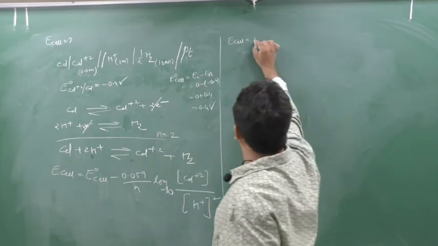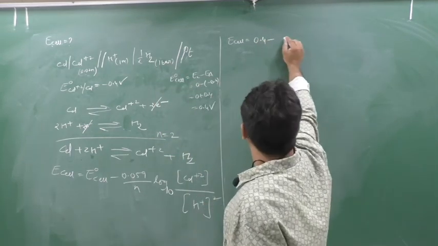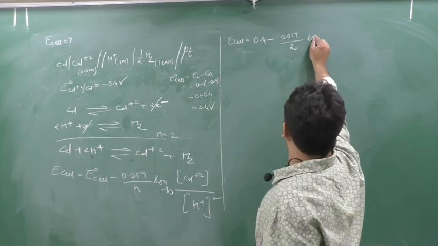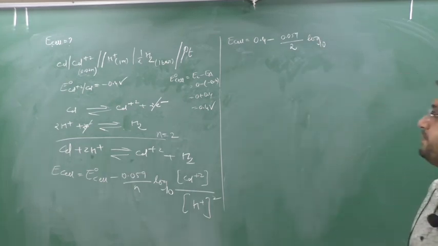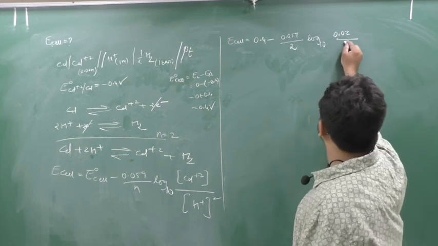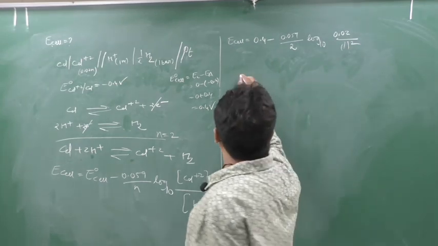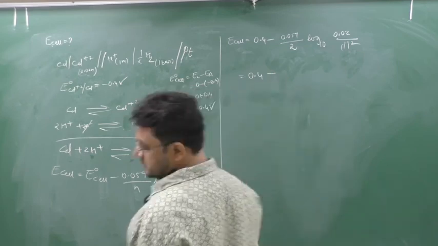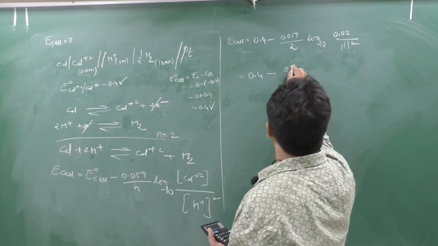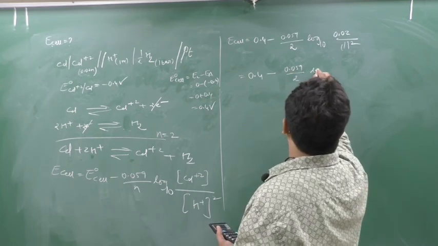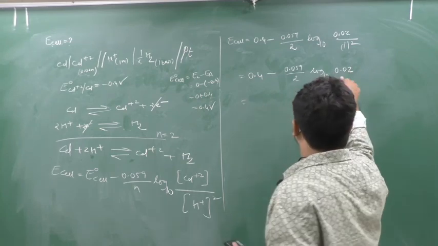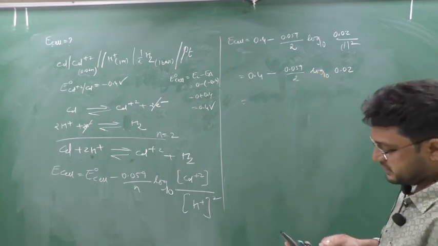So E naught cell is 0.4 minus 0.059 upon n. n is the number of electrons, 2, log to the base 10. Cadmium plus 2 is 0.02 upon hydrogen is 1, so whole square. This one. So 0.4 minus 0.059 upon 2 log to the base 10, 0.02 by 1 square, 1 only. Means I will find the log, multiply by this, divide by 2 and subtract from 0.4.